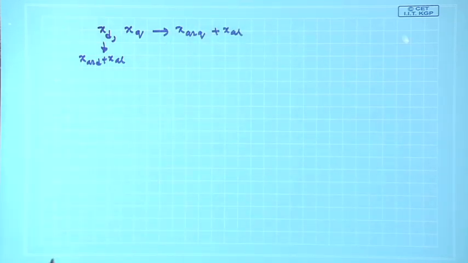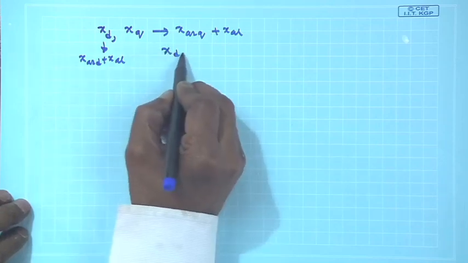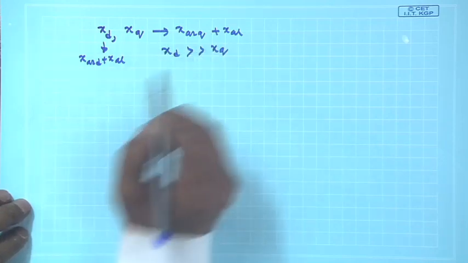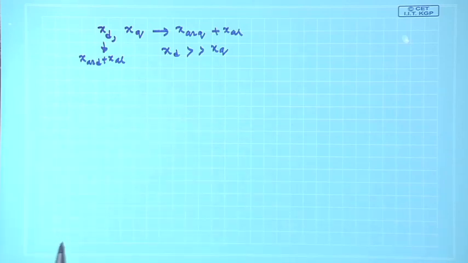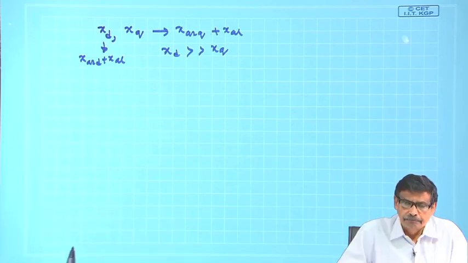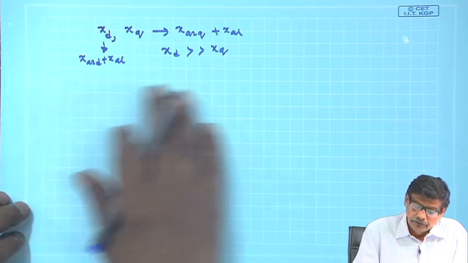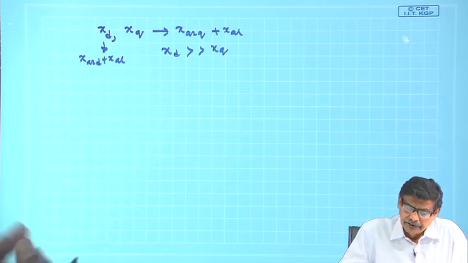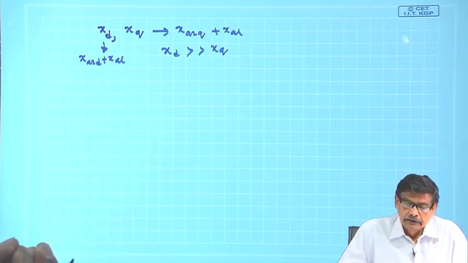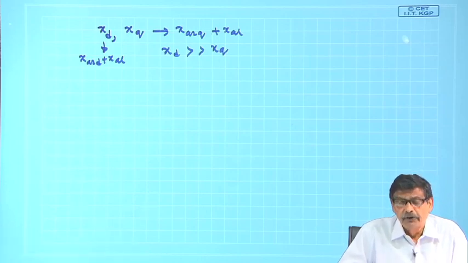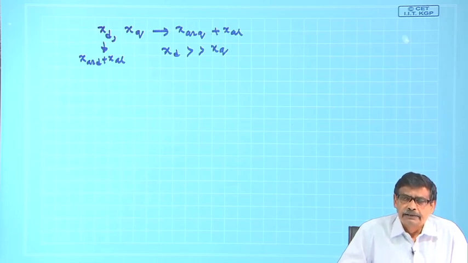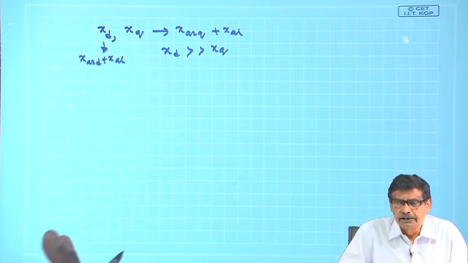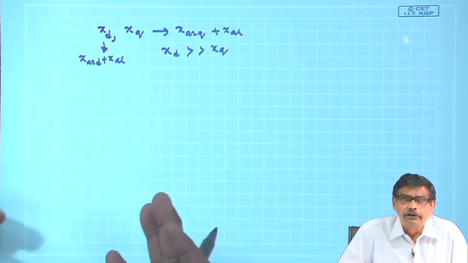Anyway, this we have discussed. XD will be much higher than XQ, and RA sometimes is neglected. Also, we know how to take into account the effect of RA. In our last classes, we were trained to draw the phasor diagram correctly. That is, essentially you have to determine what to draw in the phasor diagram.